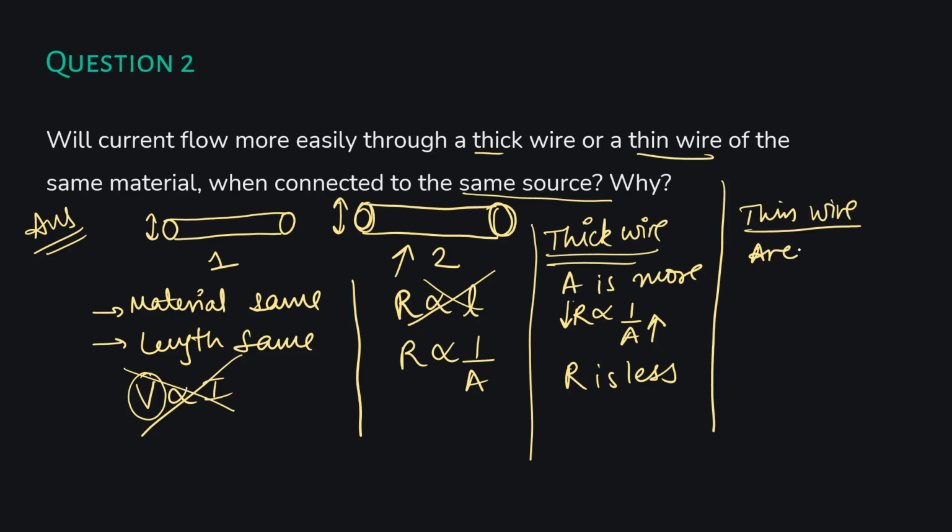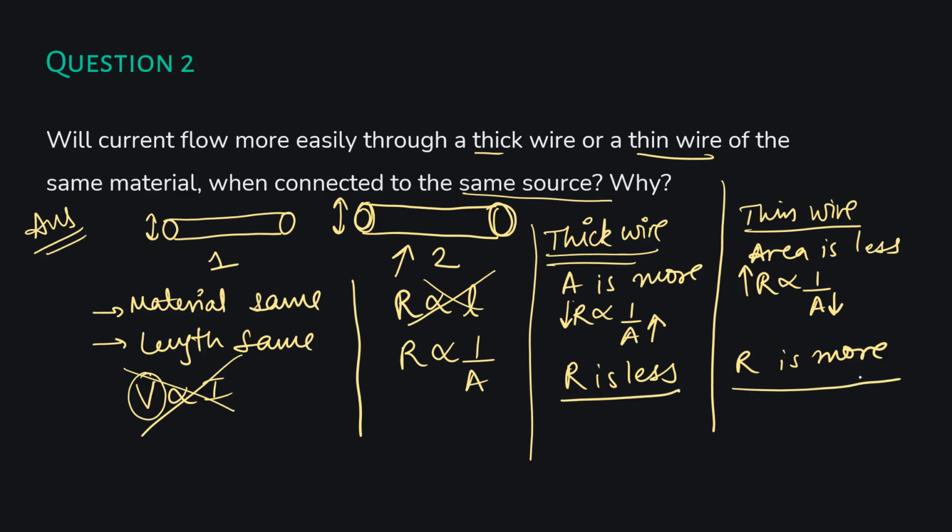here is the area more or less? Thin. So the area of the cross section is less. So R is proportional to 1 by A. If area is less, so resistance will be more. So R is more. Now tell me through which wire would current flow more easily, when our resistance is less or resistance is more? Obviously, when resistance is less, right?